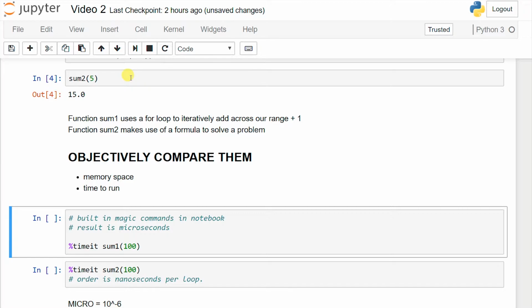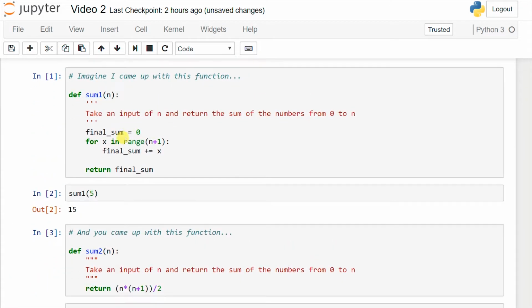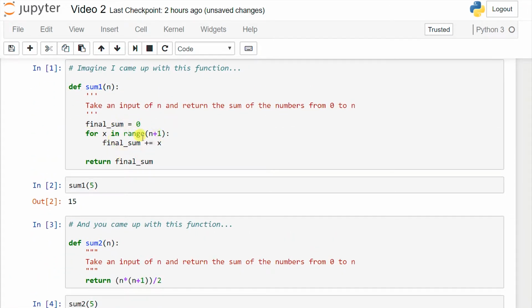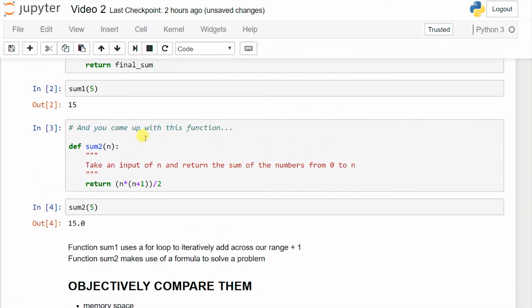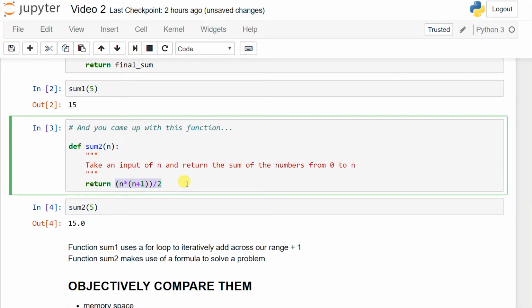So function sum1 is using a for loop to iteratively add across our range of n plus 1. So here's our for loop, and we're just iterating over the range that was dictated by the input n, and it's adding across that range. Number 2 is simply taking advantage of a formula. It's formula-based to solve a problem.